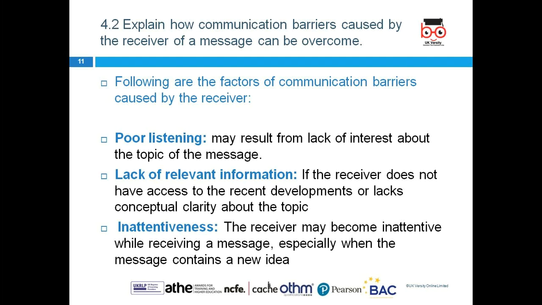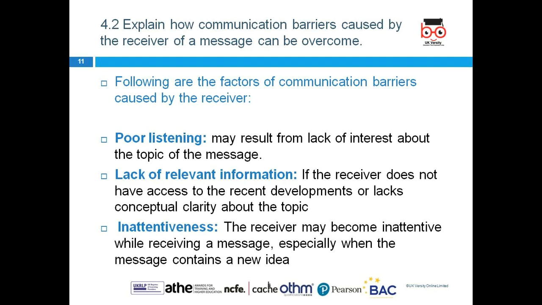It might be because you've got a lack of relevant information. So if you've sent a message and the person who's received it doesn't have access to, say, Excel, or they don't have access to a PowerPoint, they can't open your documents or your attachments, they're not really going to get hold of what you're talking about. They're not really going to understand what you're saying if all the information isn't there.